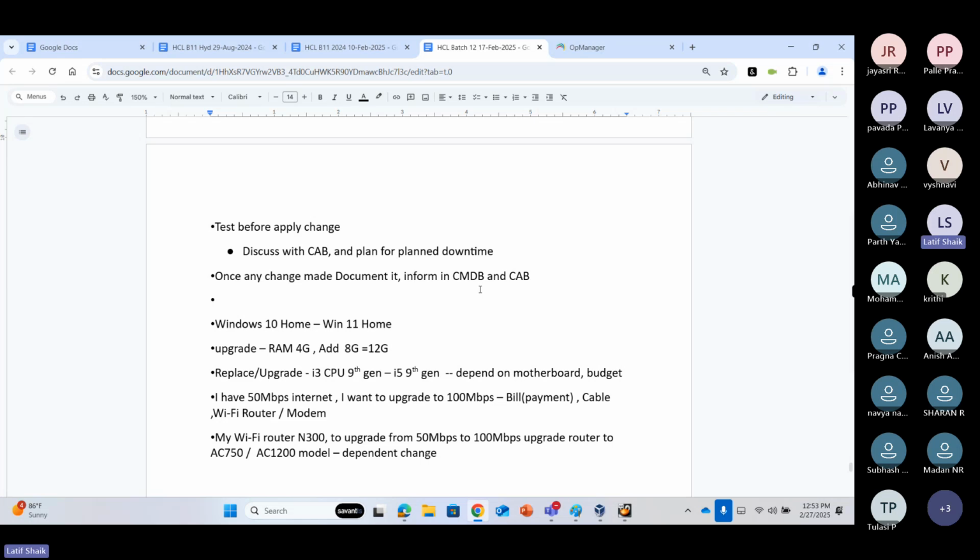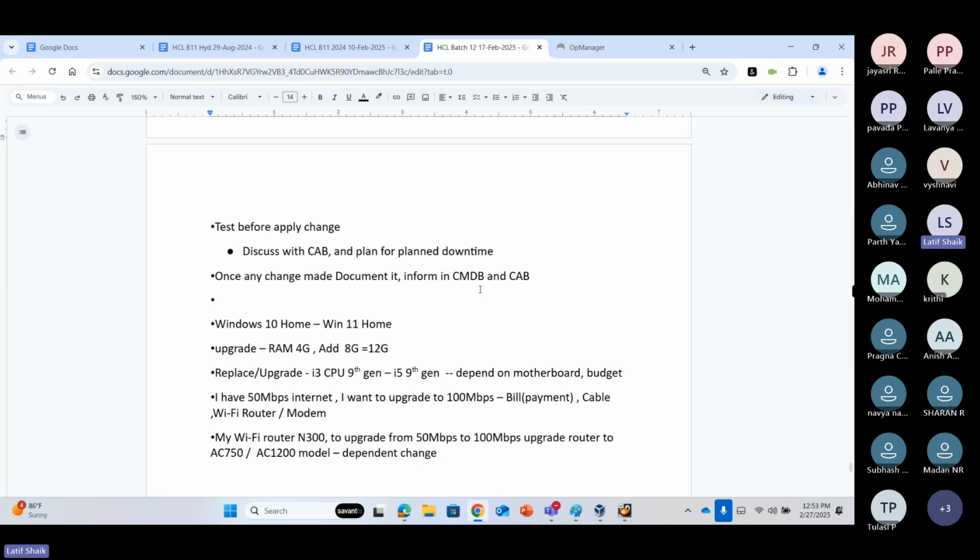Once any change is made, you must document it. Before you change, you have to put everything in the document and discuss with the CAB. After the change also, you have to do the documentation: what changes you have made, what is the result of the current change, successful change or not. Inform the CMDB, configuration management database, and the CAB. So this is the change we want to do.